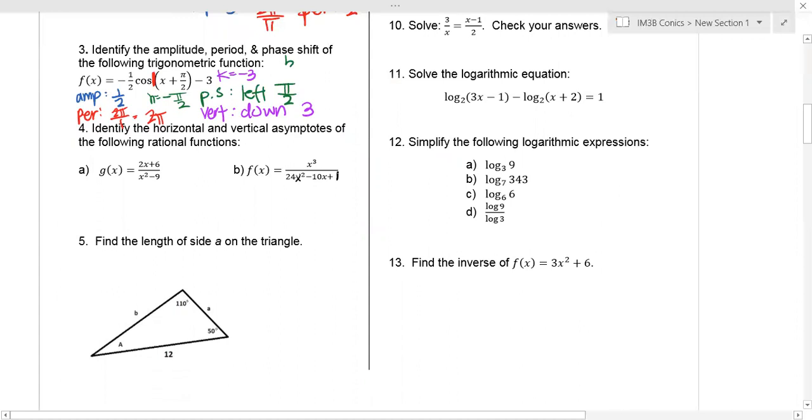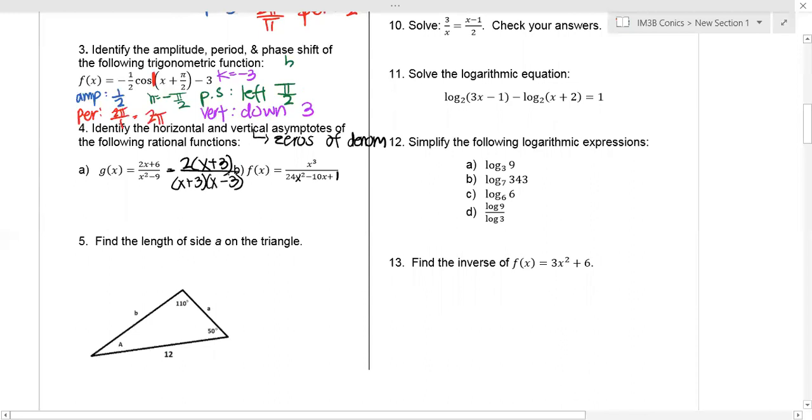And a vertical asymptote we'll start with is the zeros of the denominator. So what we're going to do is factor the denominators and see what the zeros are. So for this one, we can actually factor everything. So if I think about 2x plus 6, 2 and 6 share 2, so I can factor out 2, and I'm left with x plus 3. And then for the denominator of x squared minus 9, that's the difference of 2 squares. And so that means that it factors as x plus 3 times x minus 3.